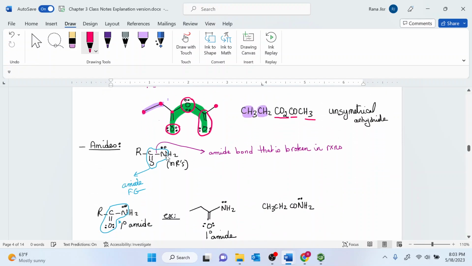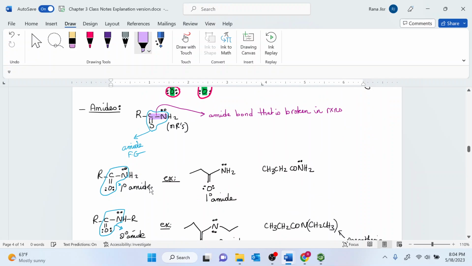Amides are another functional group that contains a carbonyl. And like the ester, you have an amide bond. The amide bond is between the carbon and the nitrogen, and this is a weak bond that can be broken in reactions. So the amide functional group is the carbonyl and the nitrogen. Next to the nitrogen, like amines, you can have either hydrogens or R's. You can replace the hydrogens with the R's.